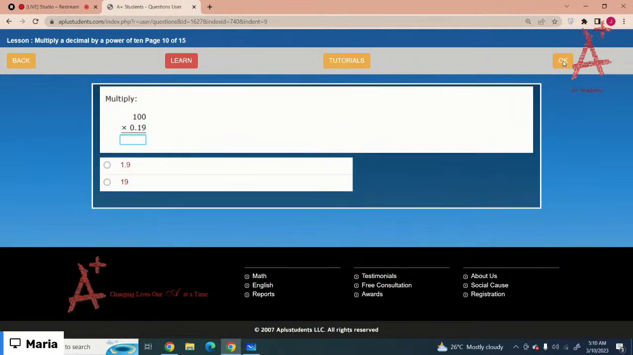Okay, 100 times 0.19. So you have to move the decimal point two places right. So it would be then, which is the correct option? The correct option is 19. Got it?